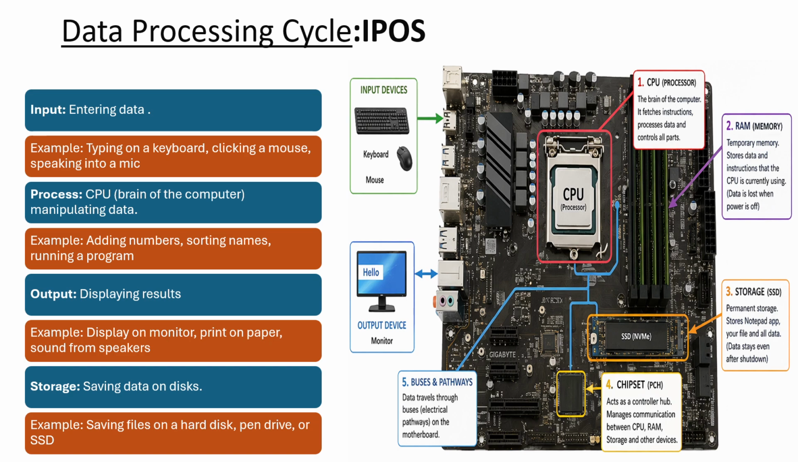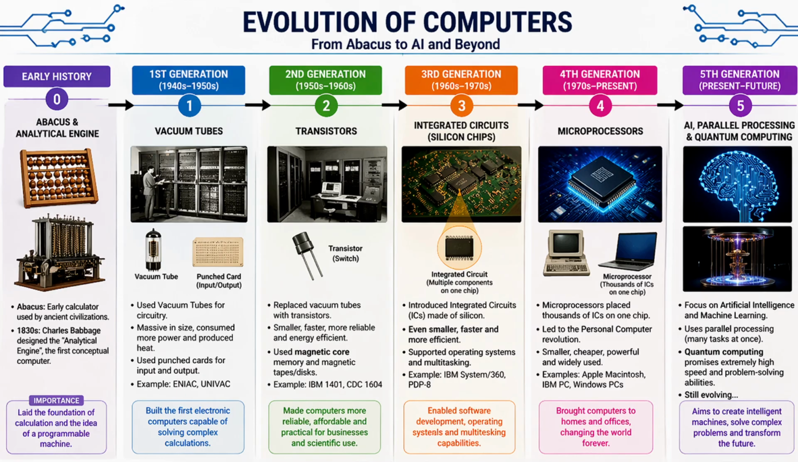So now we will look at the evolution of computers. Where have we come from, and as of now, where exactly are we? In early history, it was the abacus and analytical engines. The abacus was an early calculator used by ancient civilizations. In the 1830s, Charles Babbage designed the analytical engine, the first conceptual computer. This laid a foundation of calculations and ideas of programmable machines, like machines that can be programmed to do the work that humans were doing.